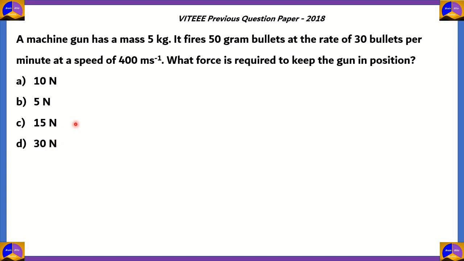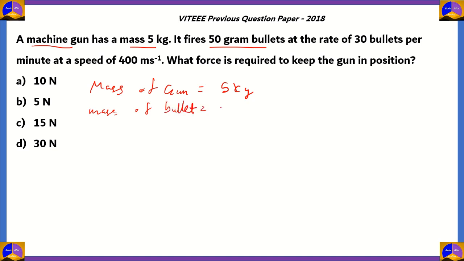Well, for problems related to laws of motion as well as work, energy, and power, it's best if we take stock of our given information. The mass of the machine gun is 5 kilograms and it fires 50-gram bullets. So each bullet has a mass of 50 grams, which is 50 times 10 raised to minus 3 kg.